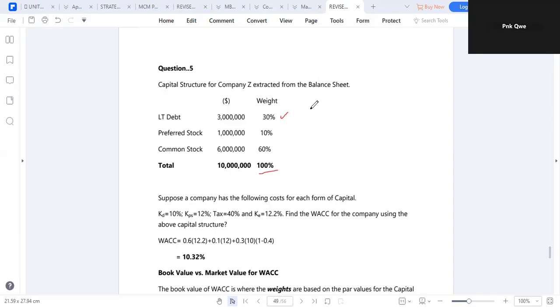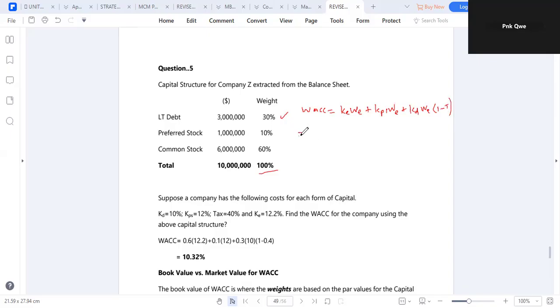So using WACC, we said WACC is given by cost of equity times the weight attached, plus cost of preferred stock times weight of preferred stock, plus cost of debt times weight of debt. Debt we know has a tax shield, 1 minus tax.